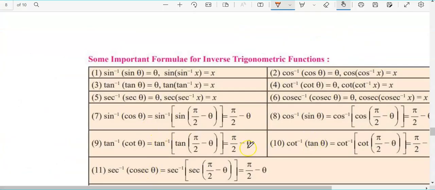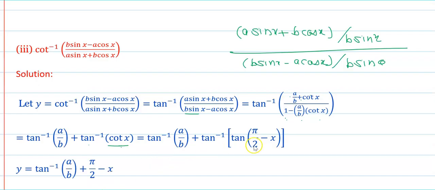The conversion of this cot in terms of tan is pi by 2 minus theta, then tan inverse of tan of pi by 2 minus theta is this pi by 2 minus theta. And similarly here, you will get pi by 2 minus x.